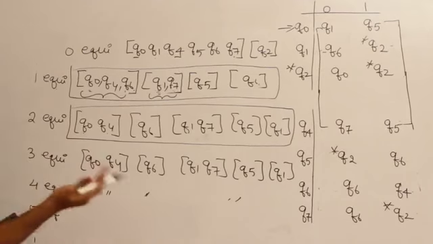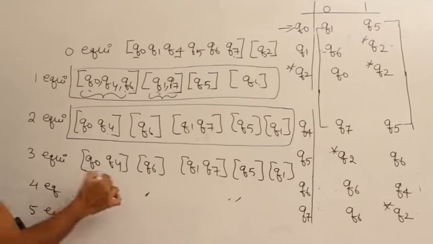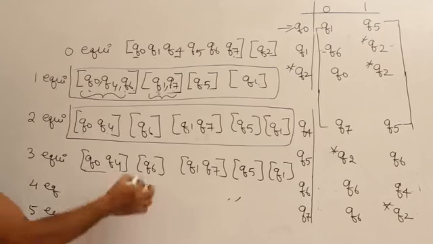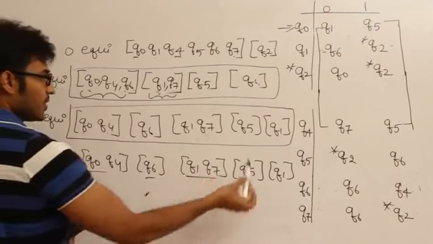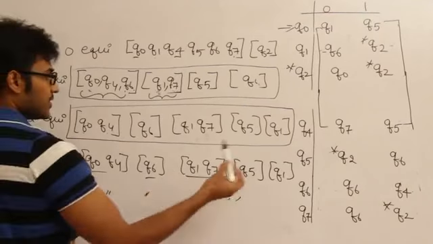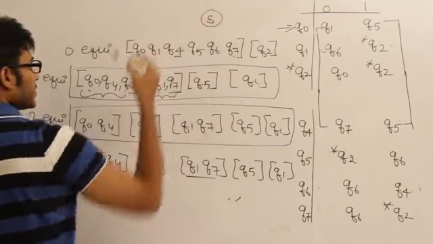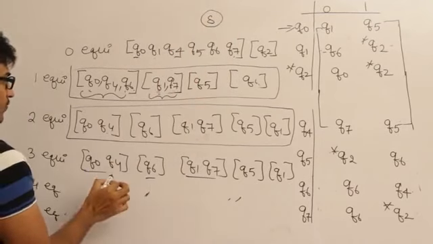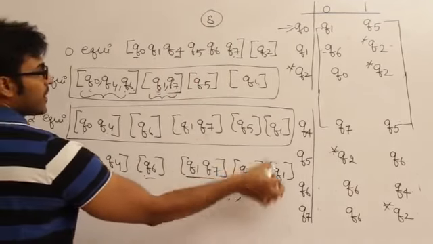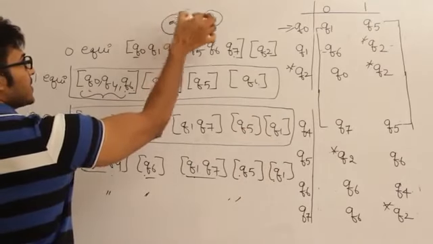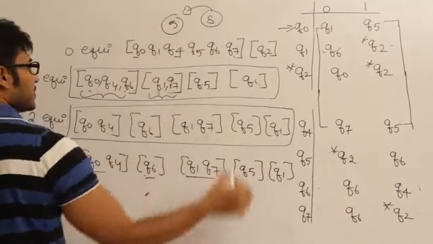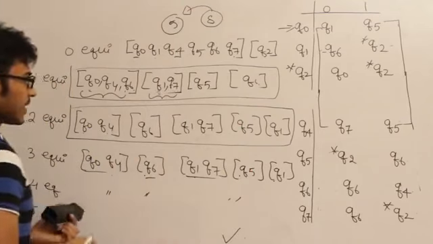Which means for every possible input, Q0 and Q4 are going to be in the same state, and Q1 and Q7 are going to be in the same state. So in the initial diagram, if there are 8 states, the minimal DFA will contain 1, 2, 3, 4, 5 states. So we have minimized the DFA from 8 states to 5 states. This is the answer.